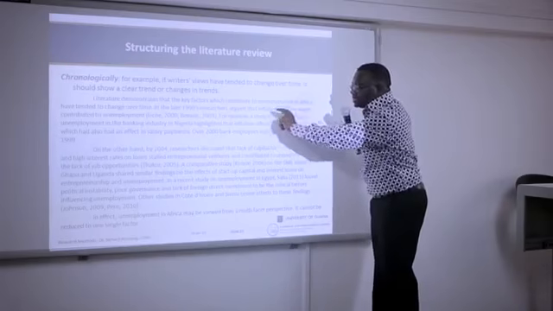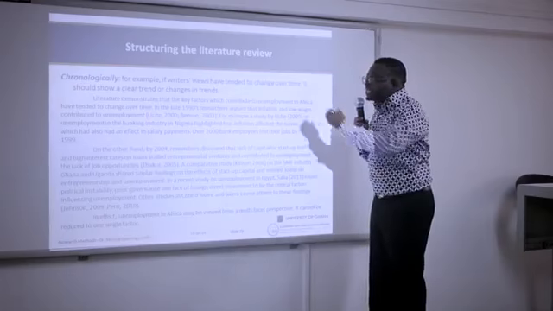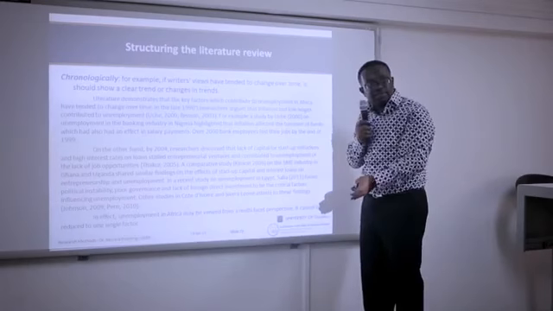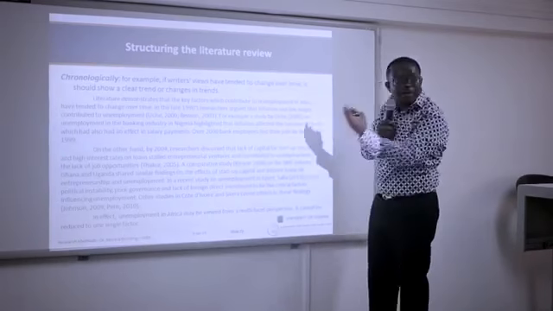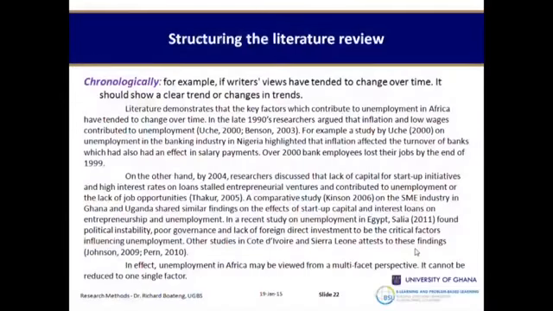But this is just a write-up. There's an opening sentence, an argument which communicates the argument. Now he's illustrating. The whole thing is a big review. So then from there, he said, on the other hand, by 2004, we move from the 90s to 2004, because he's writing chronologically, so we have to look at the time. Researchers discussed that the lack of capital for start-up initiatives and high interest rates on loans stalled entrepreneurial ventures and contributed to unemployment or the lack of job opportunities.